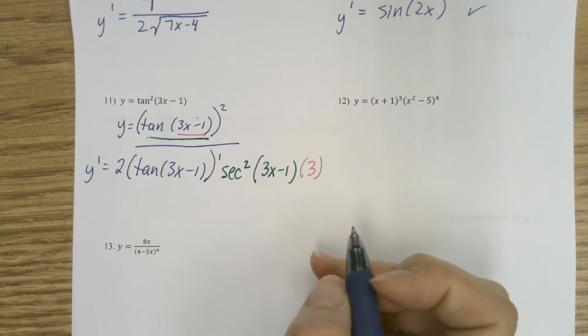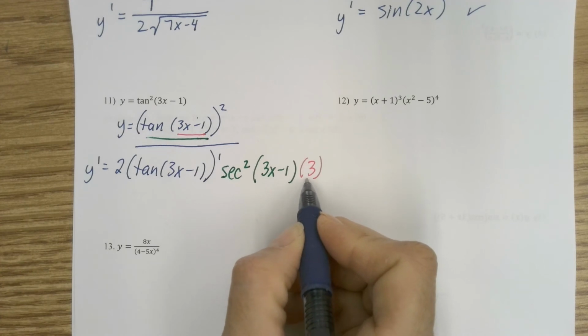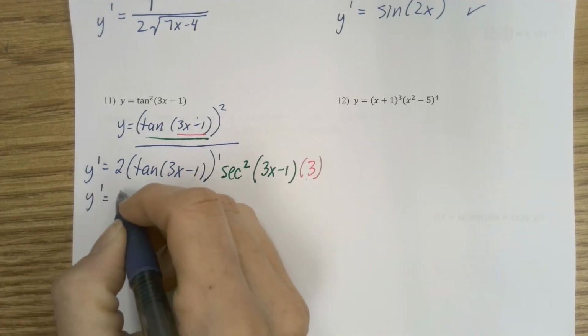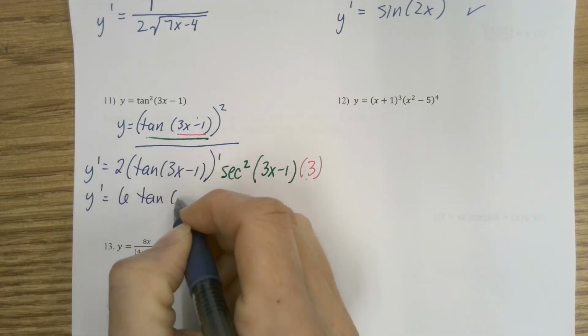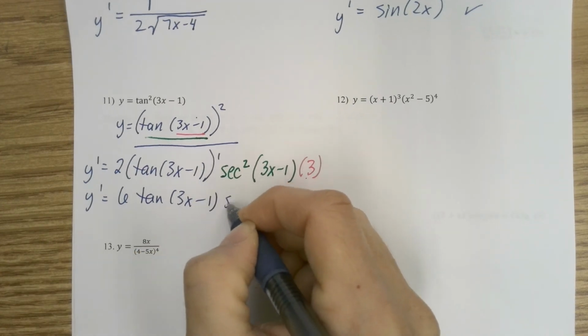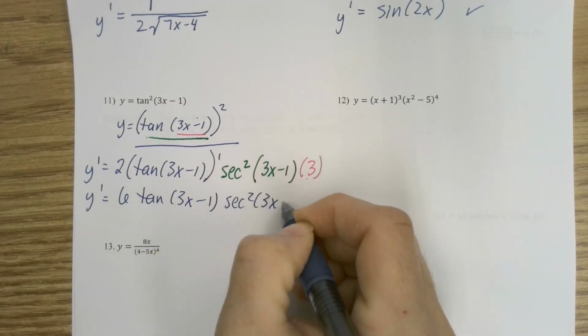So what can we do to clean this up? Not a whole lot. All we can do is combine the 3 and the 2 together to get 6 tangent of 3x minus 1 times secant squared of 3x minus 1.